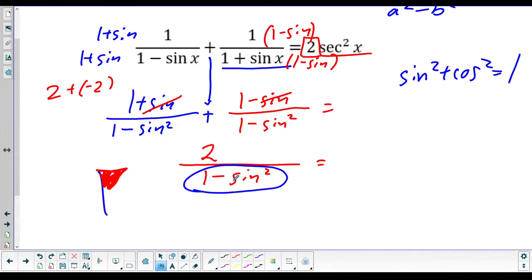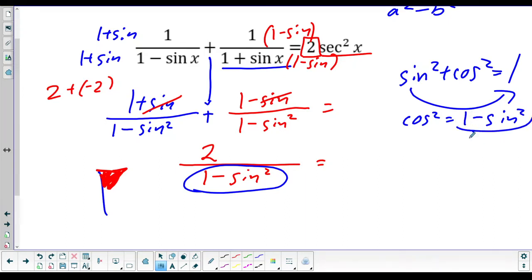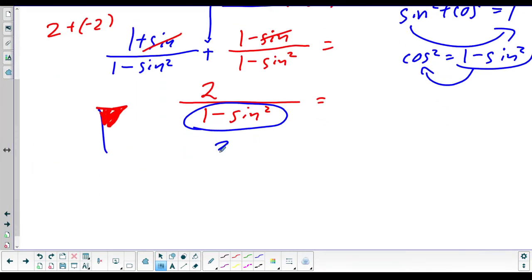But we have 1 minus the sine squared. So we moved the sine squared over. So this is cosine squared equals 1 minus sine squared. So there's our 1 minus sine squared. We're going to turn that into cosine squared. All right, so we have 2 over cosine squared equals 2 secant squared. Okay. Let's ignore this 2 for a second.